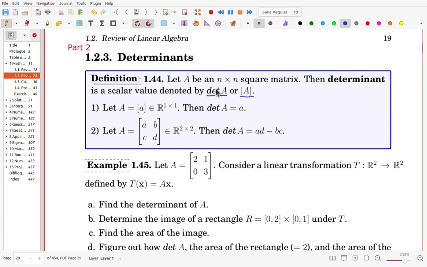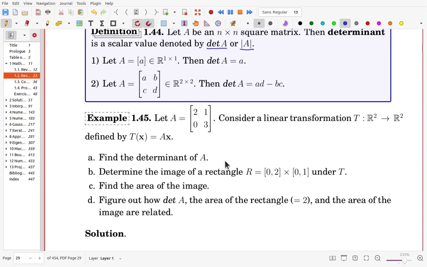When n equals 1, so it's a 1 by 1 matrix having one entry, the determinant of A is A, the entry. Now for n equals 2, the determinant is AD minus BC. Before defining determinants for general n, we'll try to solve this problem.